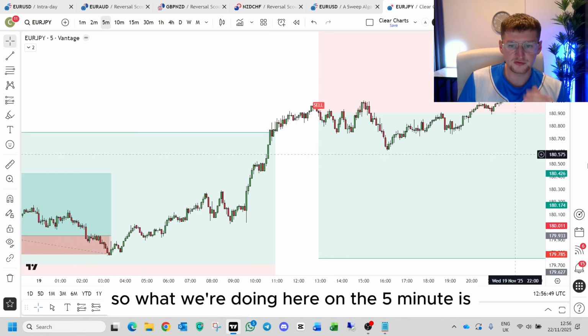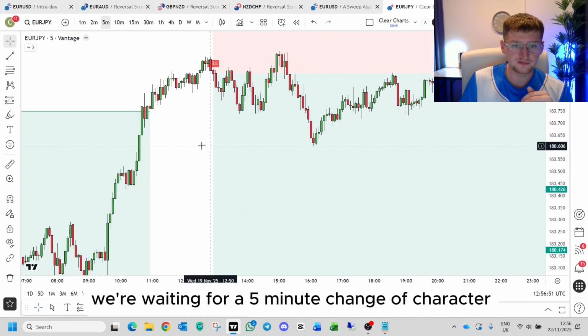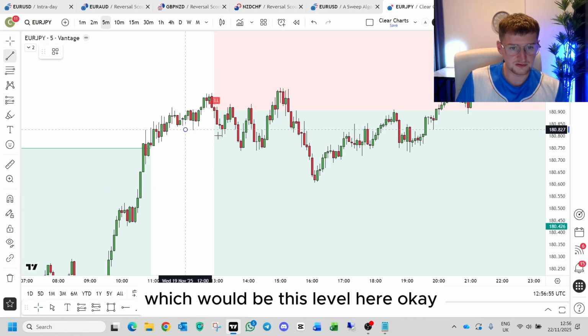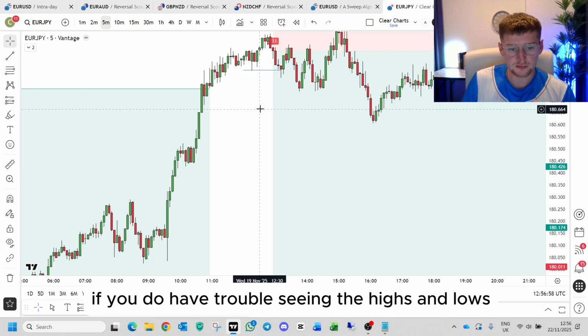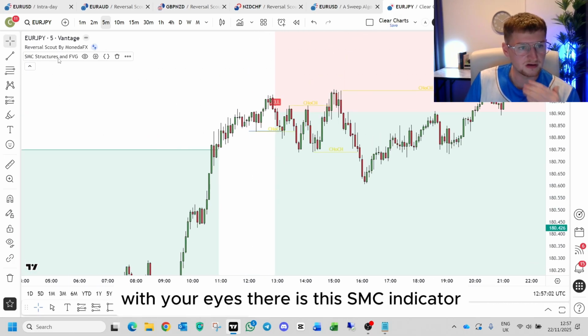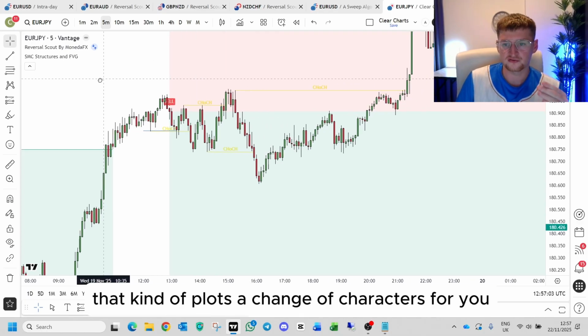Okay, so what we're doing here on the 5 minute is we're waiting for a 5 minute change of character, which would be this level here. Okay, if you do have trouble seeing the highs and lows with your eyes, there is this SMC indicator that kind of plots a change of characters for you.